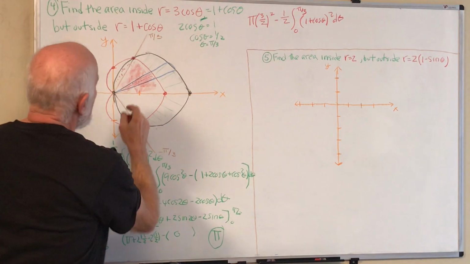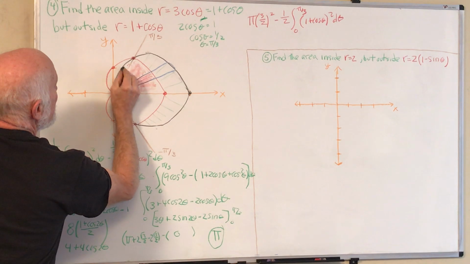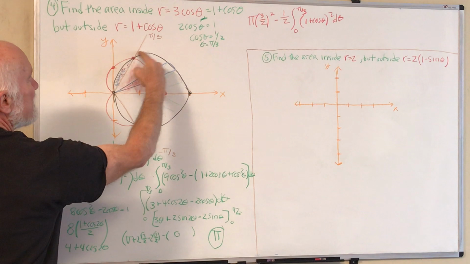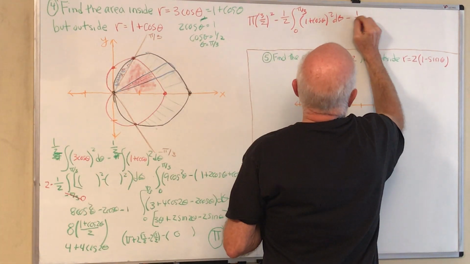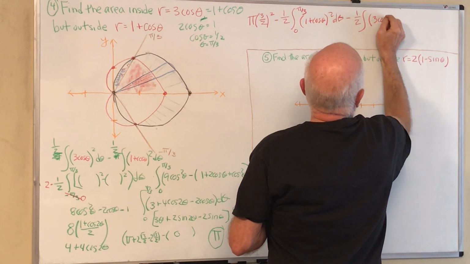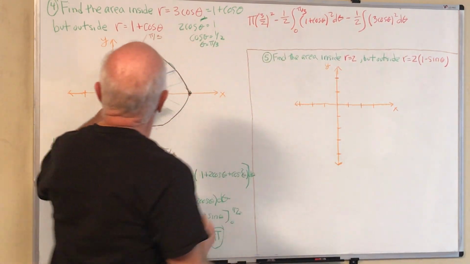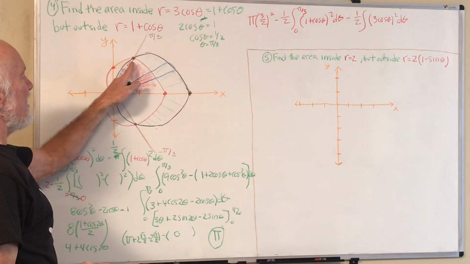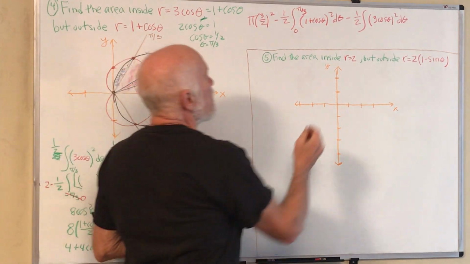But then you also have to subtract this area right in here. And now your slices of pie are only going to go to the black circle. So I have to go minus 1/2 the integral of 3 cosine of theta squared d theta. And here you're going from pi over 3 to pi over 2. When you're making your slices of pie in this little section here, you're starting at pi over 3.